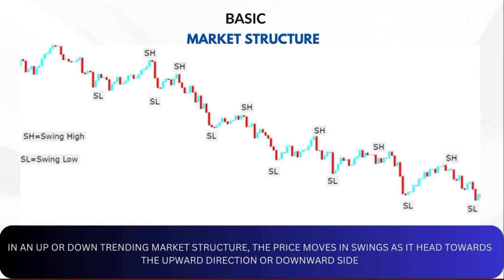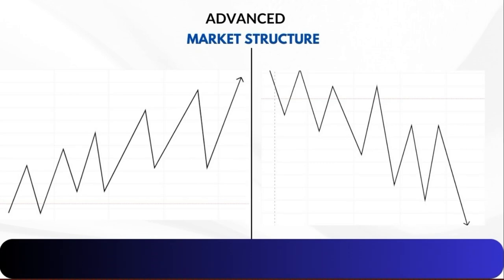It's the opposite. Okay, so in a downtrending market, the price maintains its lows lower than the previous ones, and its swing highs lower than the previous swing highs. Okay, so the price keeps breaking structures towards the downward side. So that's exactly an example of a downtrending market structure in a basic market structure.